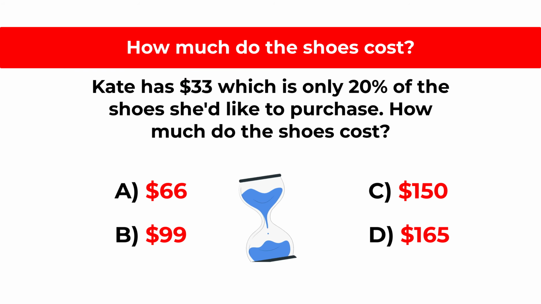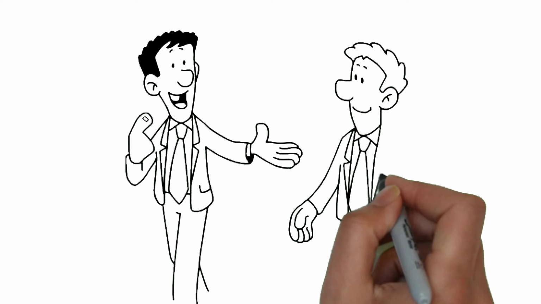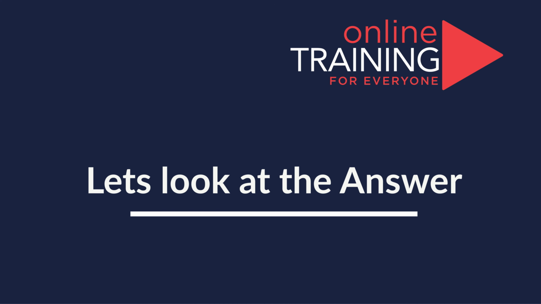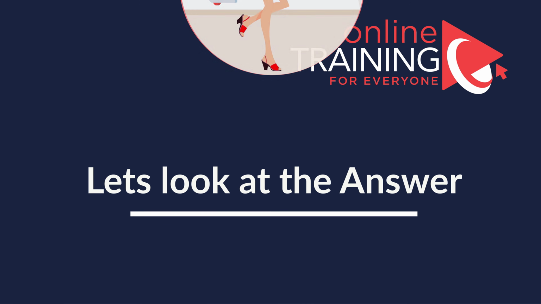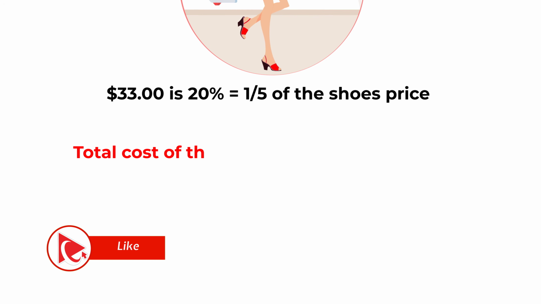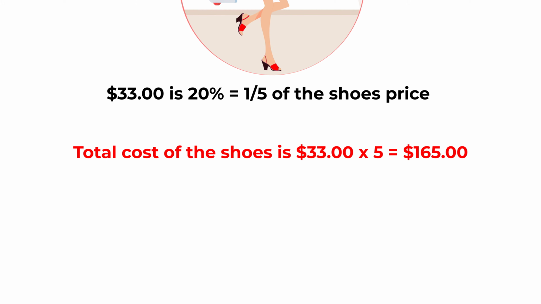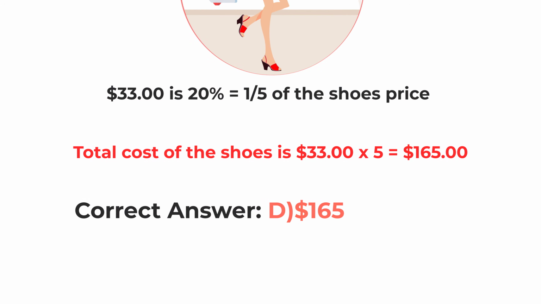Give yourself 10 to 15 seconds, maybe 20 to 30 seconds, depending on how well you are with math and percentages. Ready or not, let's go ahead and get to the correct solution together. The answer to this problem is very simple. $33 is 20% or 1/5 of the shoe's price. So the total cost of the shoes would be 33 multiplied by 5, which would be equal to $165. So the correct answer here is choice D, $165.